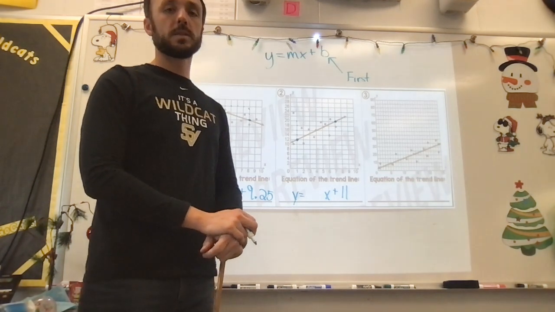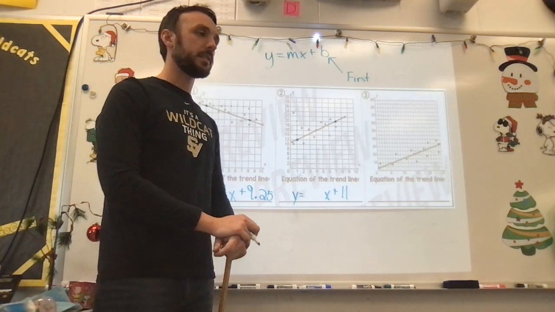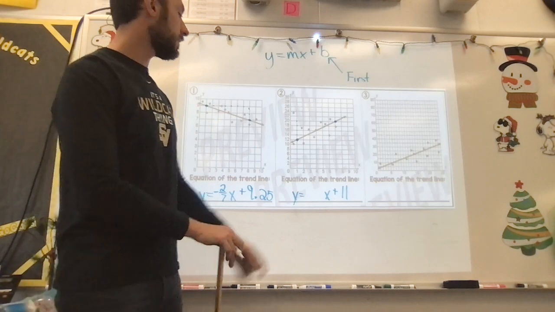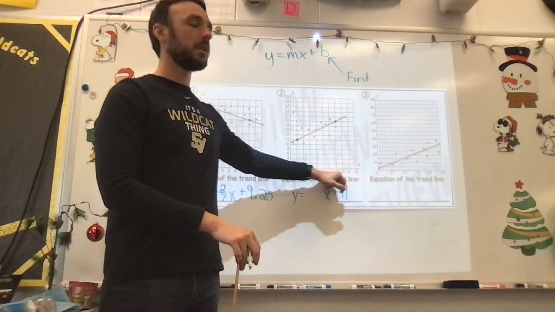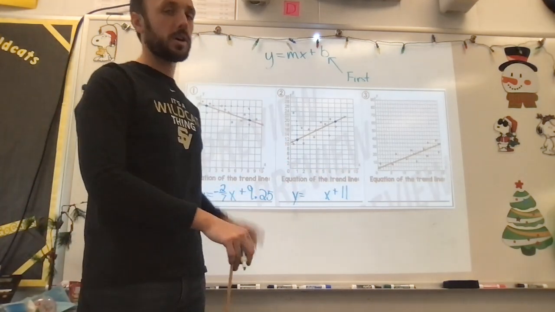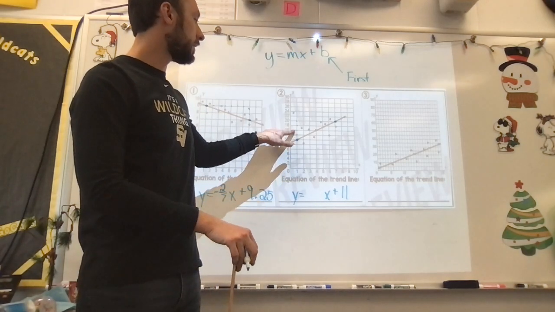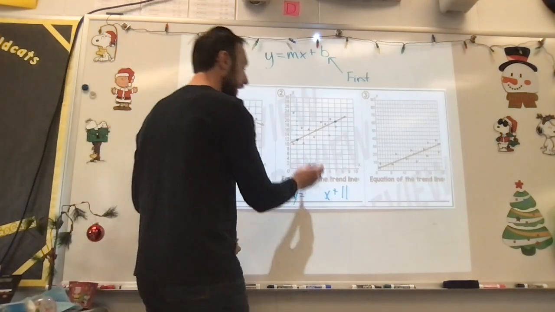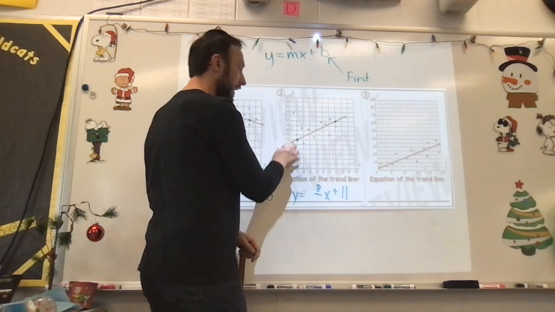And this is where you have to be really careful with scatter plots. This is where Eilerman gets very tricky and tries to trick you. Because if you notice, the intervals here are 1, but as you go up, the intervals are 2. So even though I counted up 1, 2, 3, 4, I actually rose up 8 because it's counted by 2s.